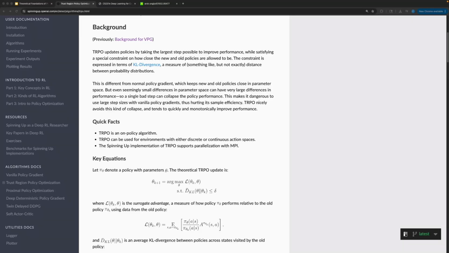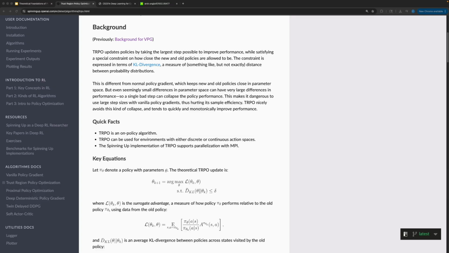So the traditional policy gradient methods that we were seeing were trying to maximize the expected return directly by taking a stochastic gradient ascent, that is finding the direction of the gradient of the objective and taking a step proportional to that gradient times some learning rate.